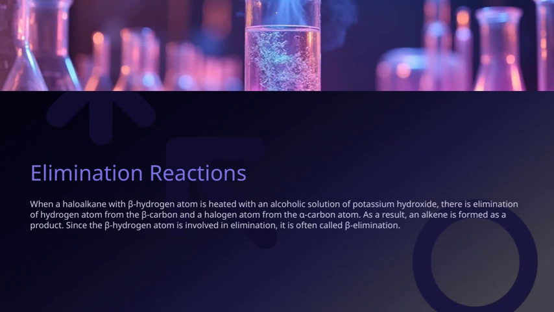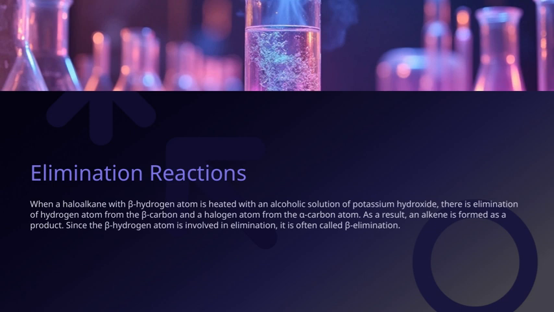When a haloalkane that has a beta hydrogen atom is heated with an alcoholic solution of potassium hydroxide, something interesting happens. There's an elimination process where a hydrogen atom is removed from the beta carbon, and at the same time, a halogen atom is removed from the alpha carbon. This leads to the formation of an alkene, which is a key product in this reaction. Since the hydrogen atom involved in this process comes from the beta position, we call this type of elimination a beta elimination. It's an important concept because it explains how alkenes can be formed from haloalkanes under specific conditions.